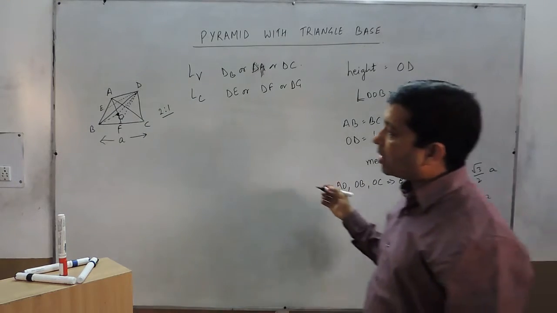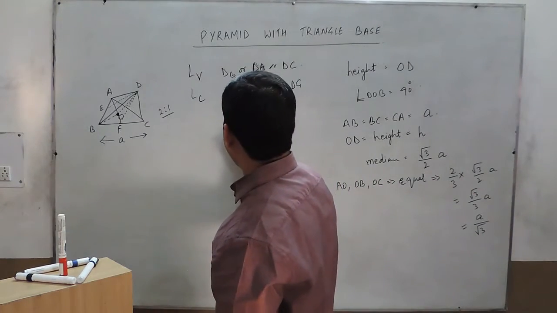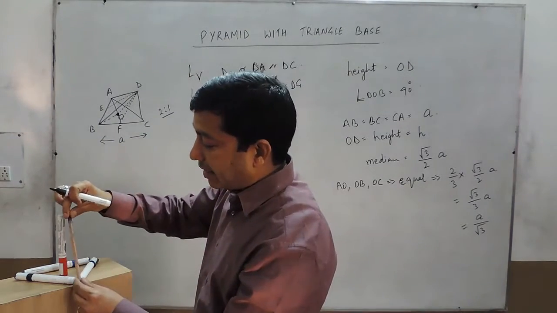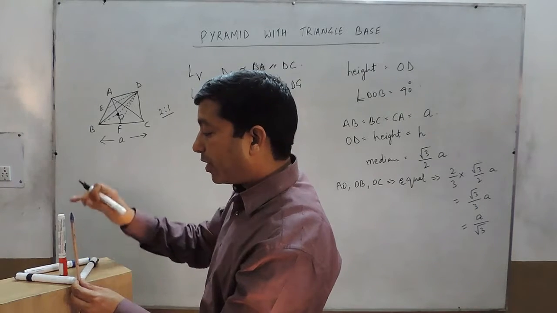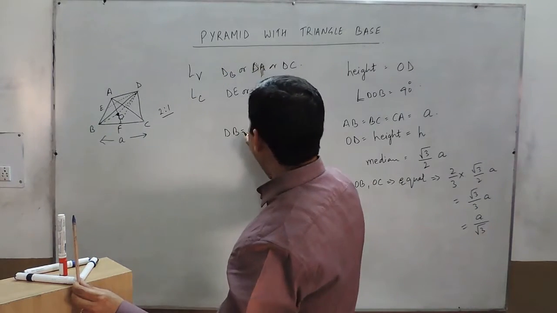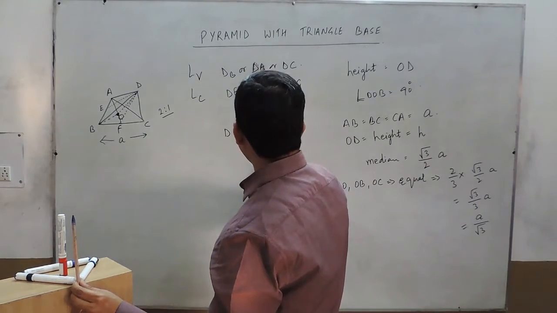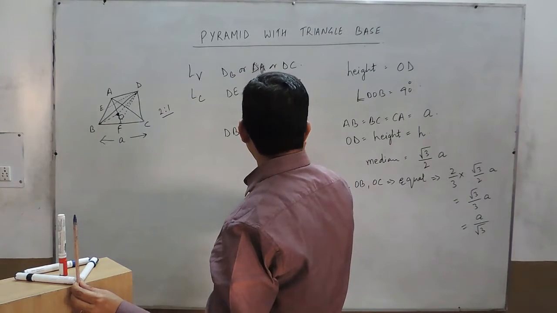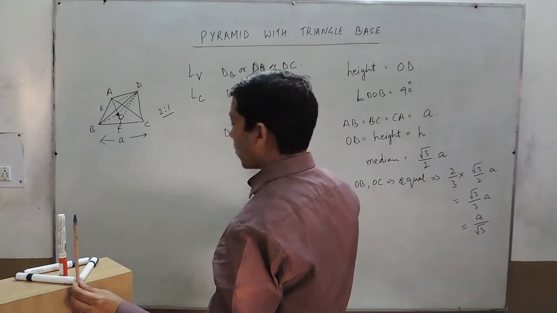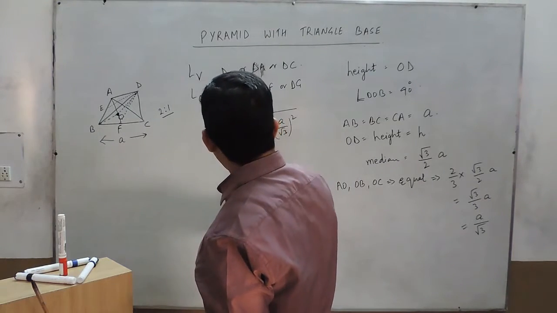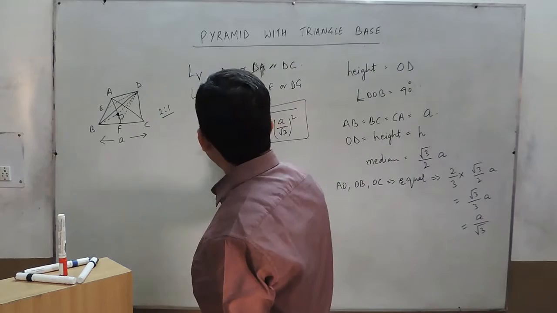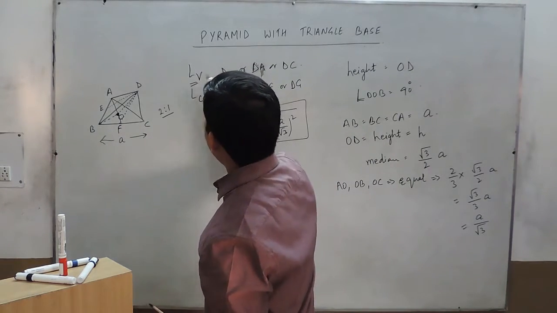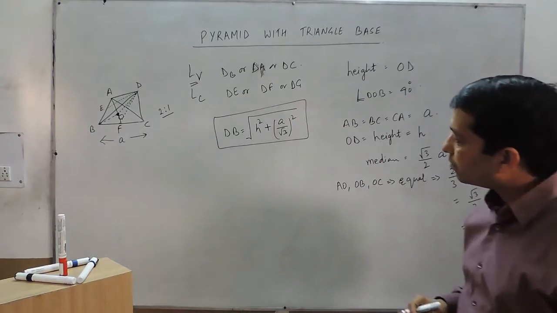By applying the Pythagoras theorem, we can find the value of DB. That will be considered the hypotenuse of this triangle, and DB should be equal to the under root of H square plus A upon root 3 whole square. That is the value of DB, and this DB is nothing but the slant height at the vertex.